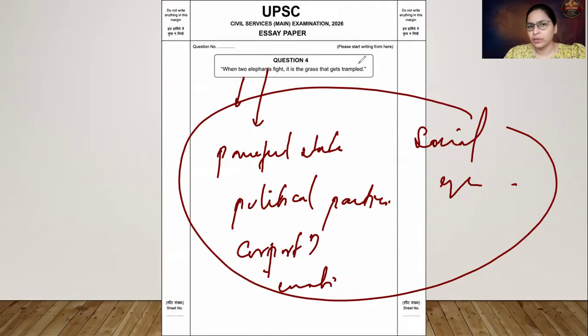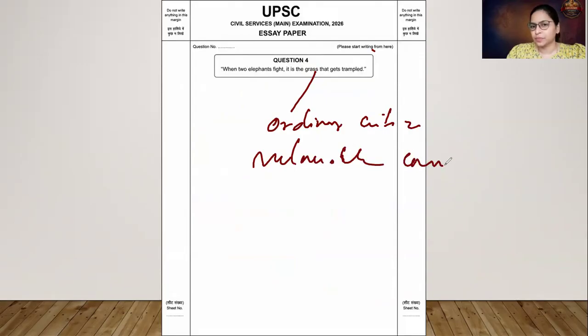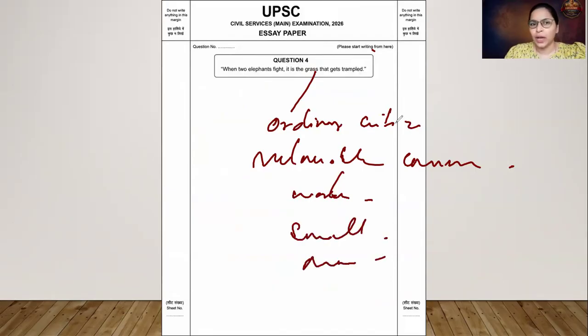And grass over here, it represents the ordinary people, in the sense it represents ordinary citizens who suffer, vulnerable communities who suffer, workers, then small businesses, marginalized groups, all that. And fight represents conflict, competition, war, political confrontation, economic rivalry, all that. Okay. So this is the literal meaning of this essay. Okay. Now to this essay, you can begin with any anecdote of your choice.